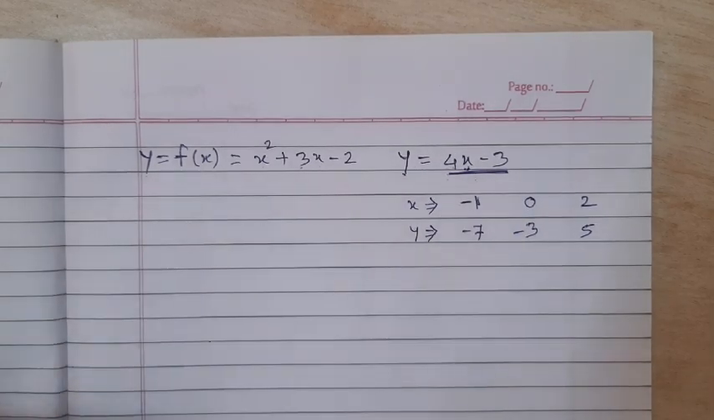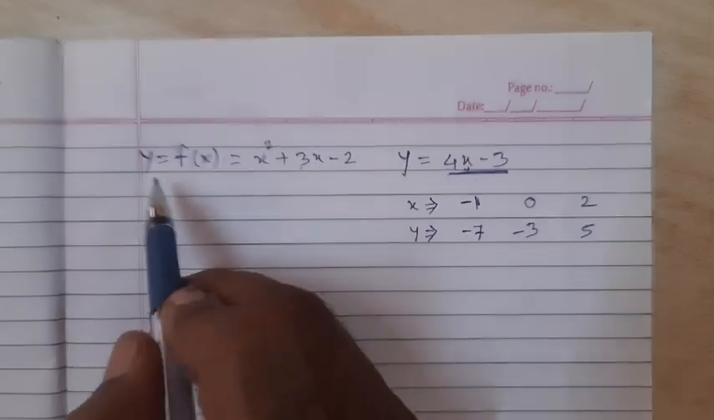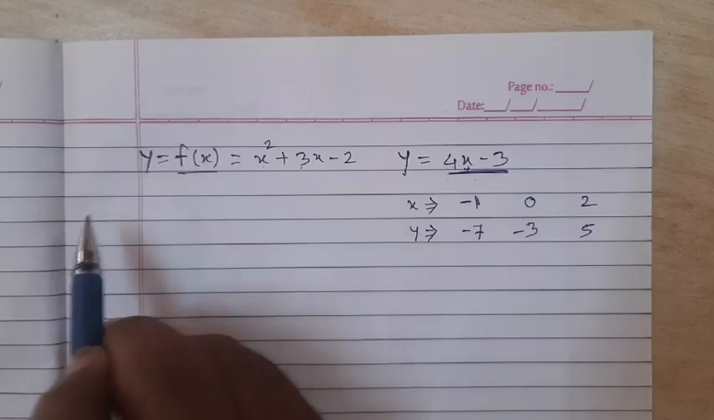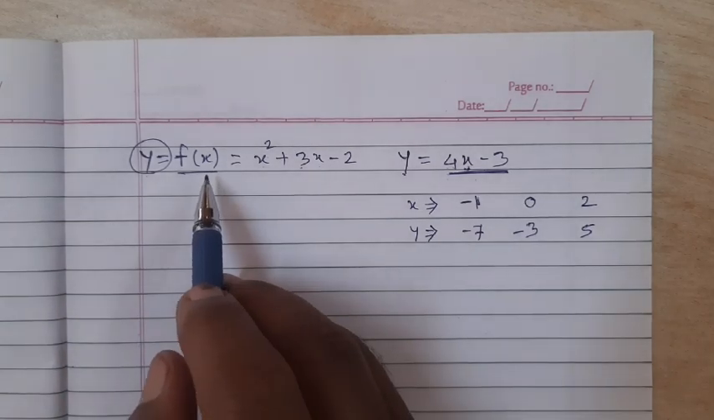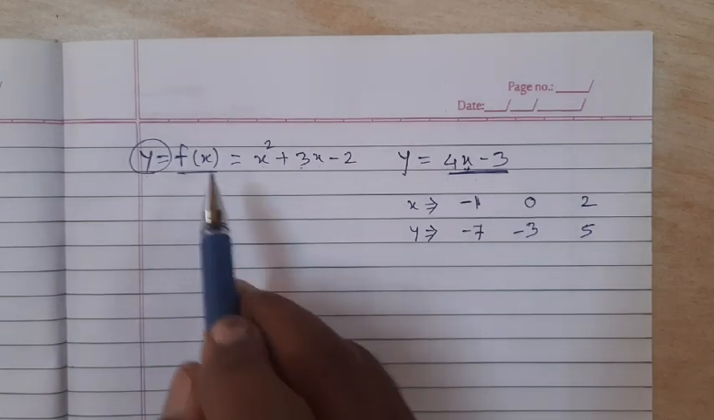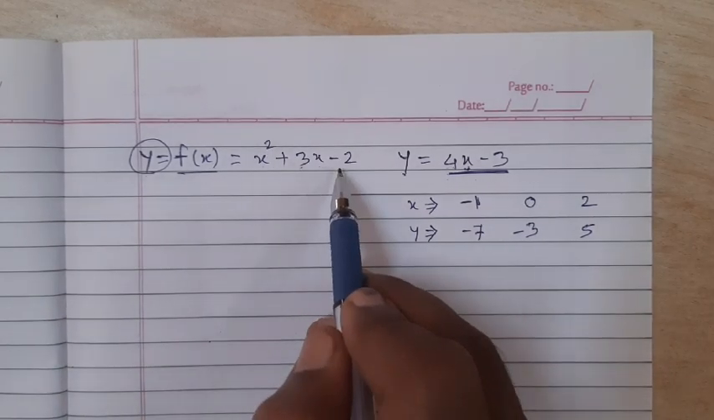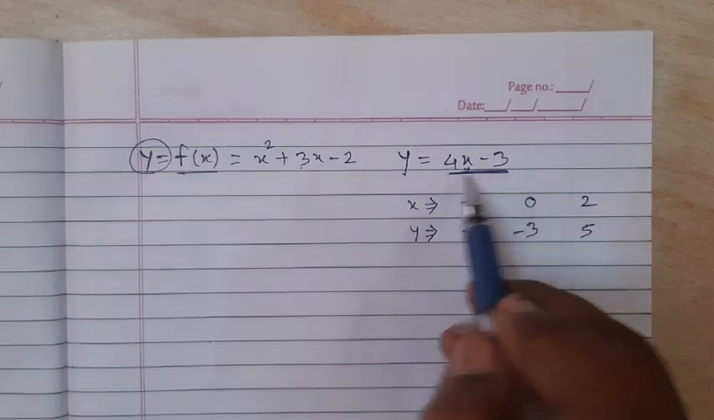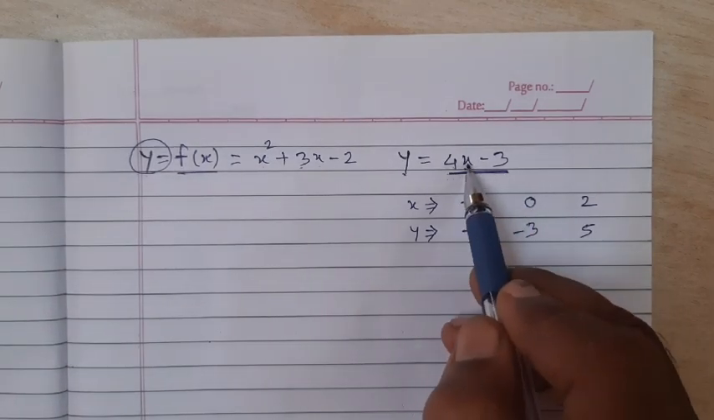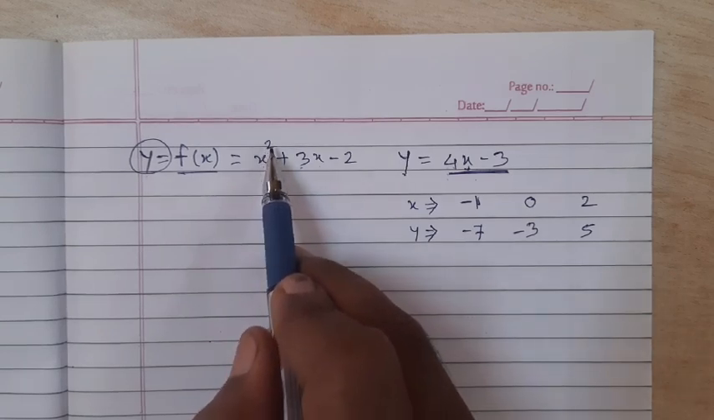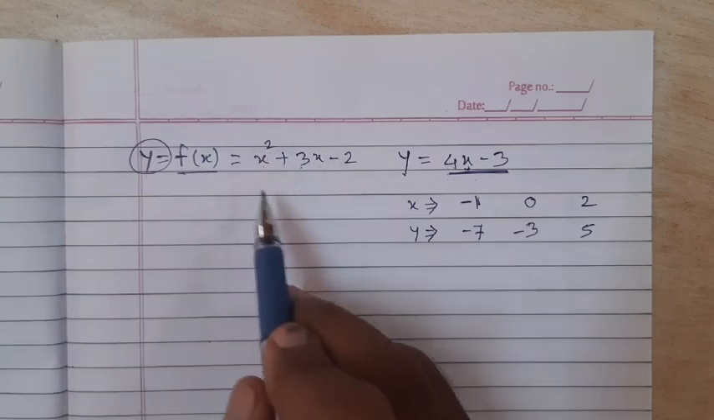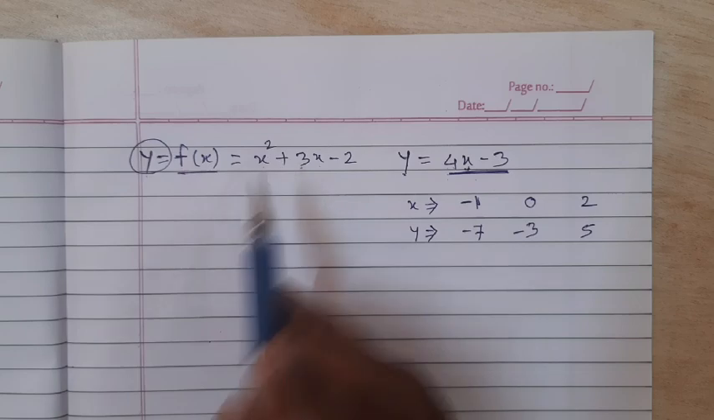Same situation is here. Now it is normal practice to write directly f of x instead of writing y, and therefore we call it the function of x is x square plus 3x minus 2. Here it was a linear function, only the first power of x. Here it is a quadratic function because it is x square, and there is a possibility that there are different types of function.